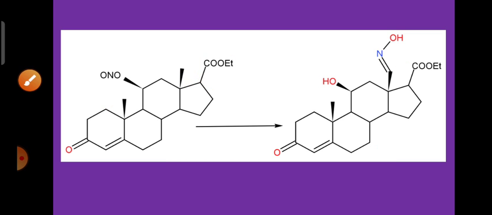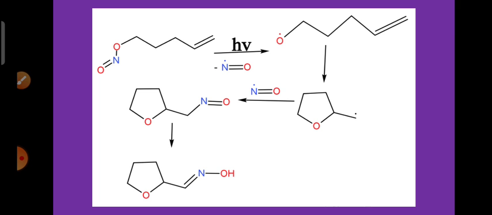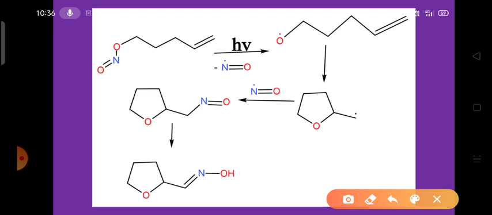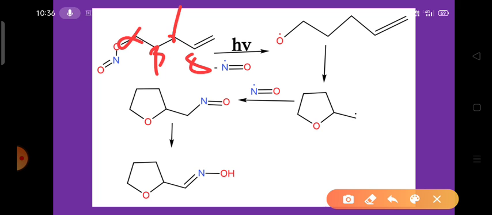Now we go for question number 7. Here we have to look first of all and identify the positions. This is the alpha position, beta position, gamma position, and delta position. In the delta position, instead of simple sigma bonds, one double bond is there.